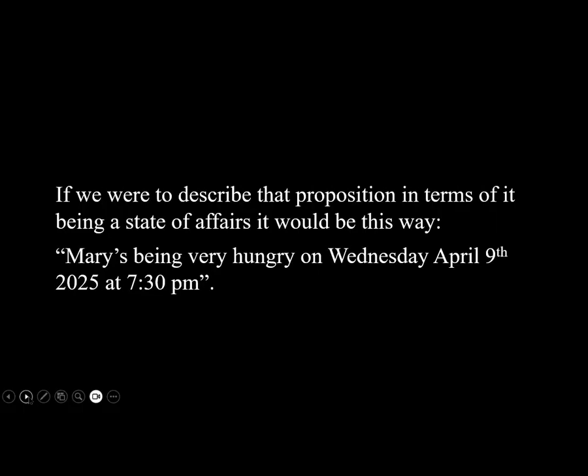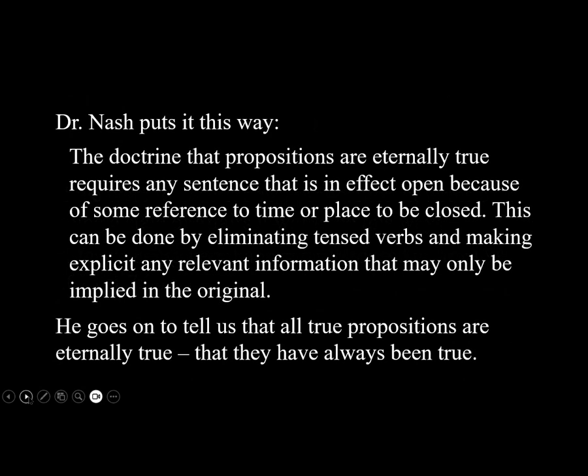If we're to describe that proposition in terms of being a state of affairs, it would be this way: Mary's being hungry on Wednesday, April 9th, 2025 at 7:30 p.m. That's the state of affairs. So Dr. Nash puts it this way. He says, the doctrine that propositions are eternally true requires any sentence that is in effect open because of some reference to time or place to be closed. This can be done by eliminating tensed verbs and making explicit any relevant information that may only be implied in the original.